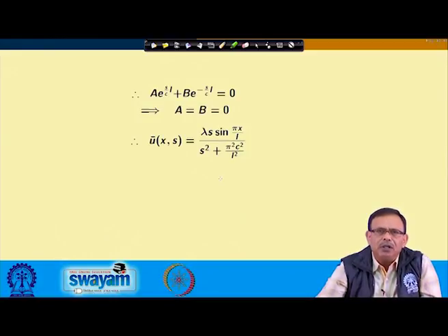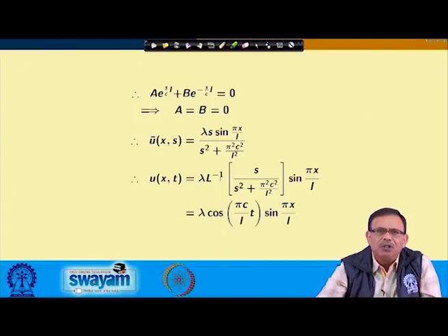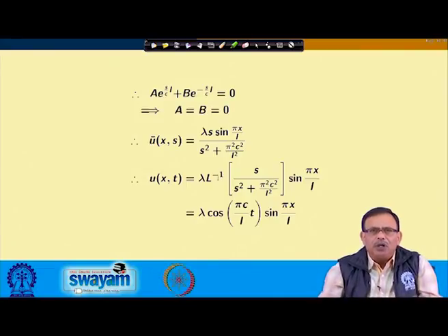So that u bar x s is this function. So u x t will be lambda into Laplace inverse of this into sin pi x by L. I can keep sin pi x by L outside because it is independent of s, and the Laplace inverse of s by s square plus a square form is nothing but the cosine form. So lambda cos of pi c by L into t into sin pi x by L. Therefore, your solution is u x t equals this thing.